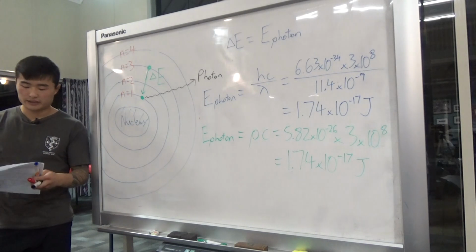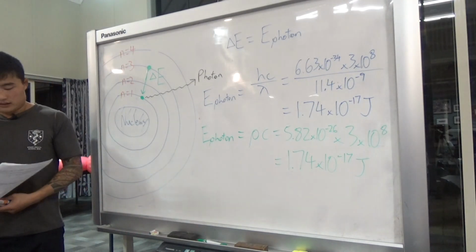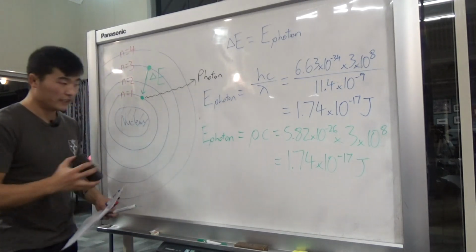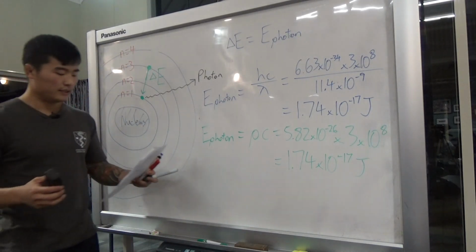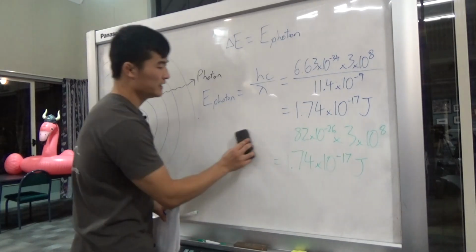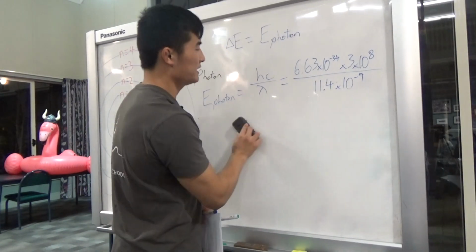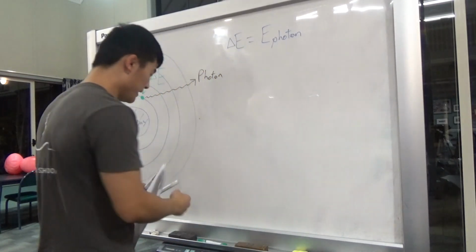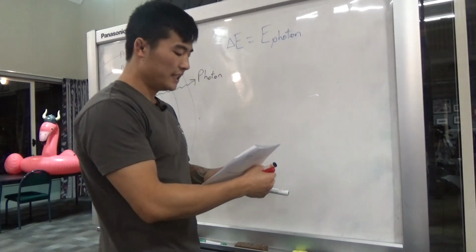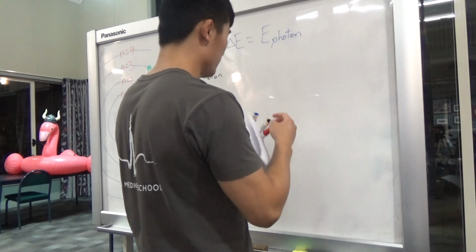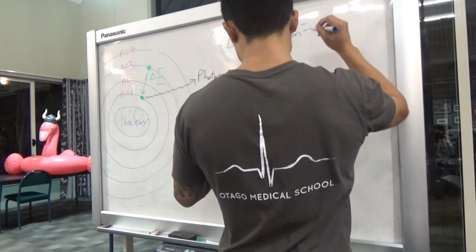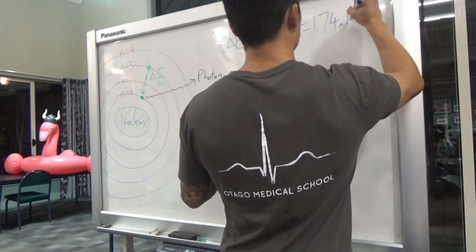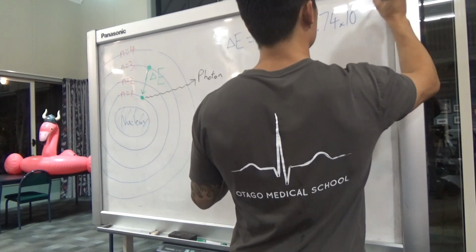So it doesn't matter which one you use. Now, number 6, we want to find out the atomic number, or Z, of this atom. So we're going to use the same equation. We need to know the change in energy. And the change in energy was 1.74 times 10 to the negative 17 joules.